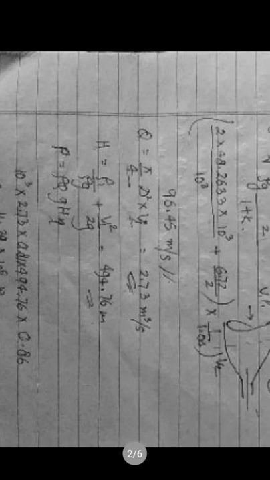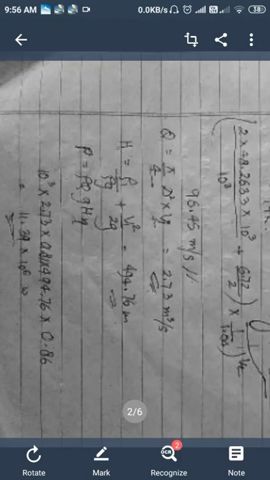And again, by this we calculate the head, which is 494.76 meter, and after that we calculate the power, rho Q g H. In this formula, substituting the values, we get the answer 11.39 into 10 to the power 6, which is equal to 11.39 megawatt.